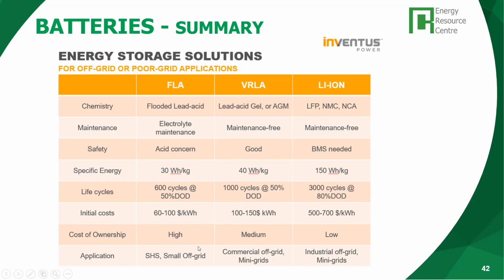At the moment, as for the application of each type of battery, the flooded open lead-acid batteries are used for small off-grid applications. I would say that these days the sealed, maintenance-free batteries are also becoming very much used for solar home systems and for small off-grid applications. Lithium-ion batteries are still more of a novelty for off-grid applications, and they are mostly used for industrial premises, for residential grid-connected backups, and for some mini-grids starting.